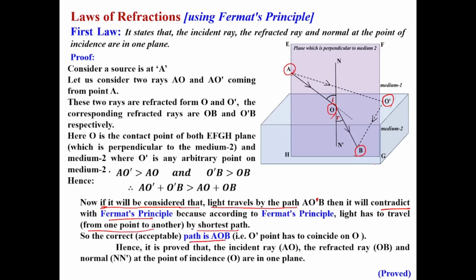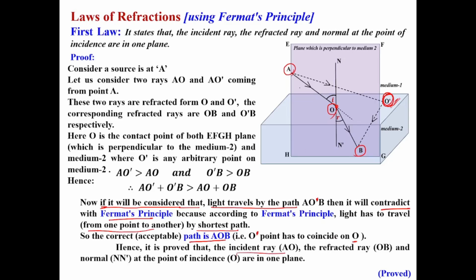So if it is so, then O dash, whatever arbitrary point we consider on the surface of the medium, actually has to coincide with this point O. Same thing it has been written, that is, O dash has to coincide with O. So here it has been proved what?